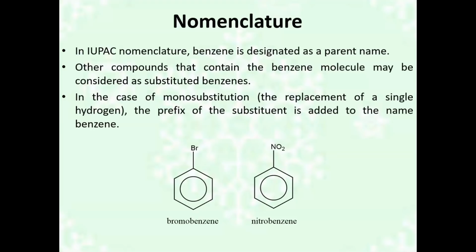An easier way to understand is just to look at the example compounds here. We have a benzene structure and bromine is attached to it. So the parent name is benzene and bromine is attached to benzene, so it is the substituent. So it is named bromobenzene. Same thing for the second example. Nitro group NO2 is the substituent. So it is named nitrobenzene.